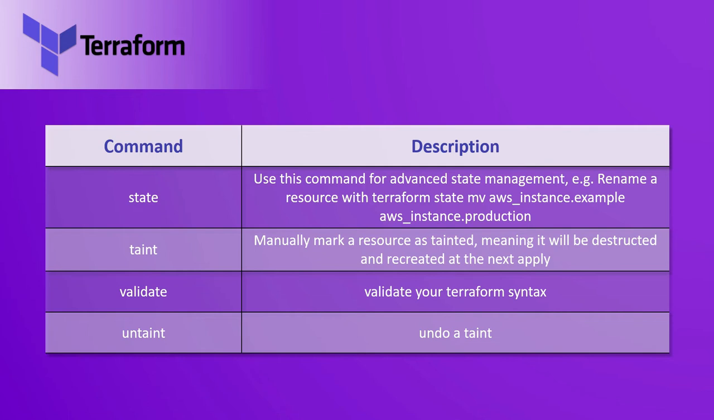Now, taint. It manually marks a resource as tainted, meaning it will be destroyed and recreated at the next apply. So, if something is wrong with a resource, and you want to recreate it, then you can use terraform taint. Validate. Validate just validates your Terraform syntax. And untaint. So if you do a taint, and you want to undo it, then you can do untaint. And this will not change anything to the infrastructure. It is just going to mark it untainted.